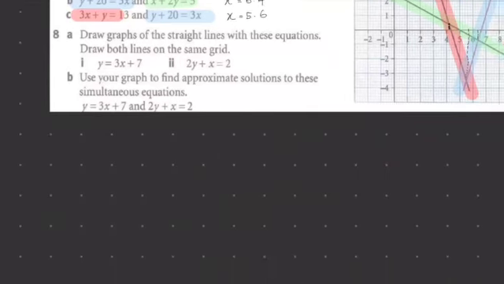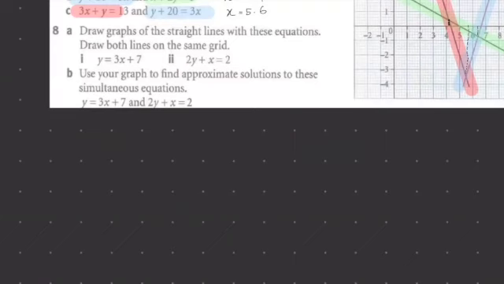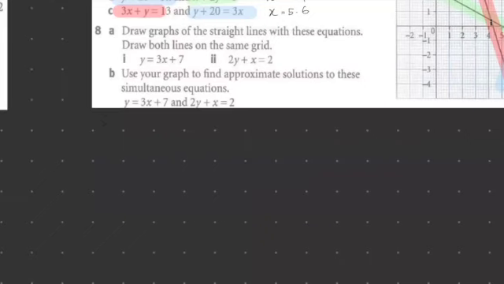Draw graphs on straight line with this equation. Draw both lines in the same grid. Use your graph to find approximate value of this solution or this simultaneous equation. So it's actually quite easy because we're just going to write it down first, where we need to, well, at least get certain values out. So y is equals to 3x plus 7. This is one of the lines.